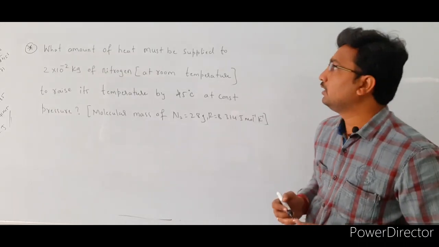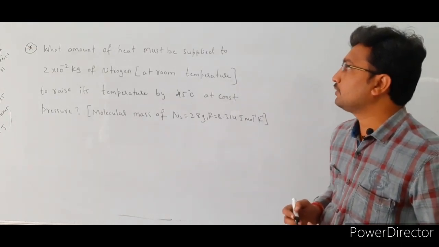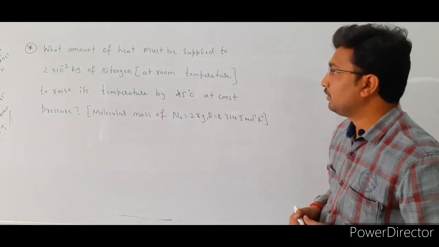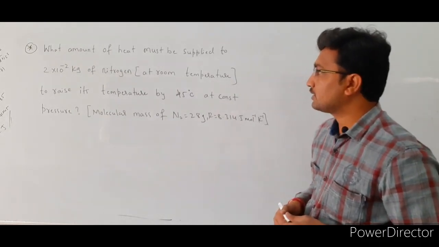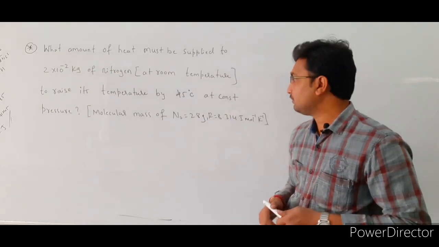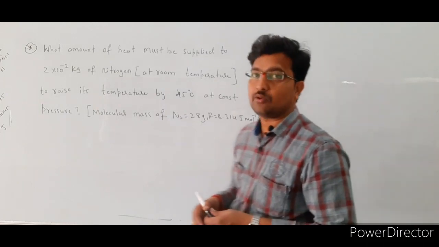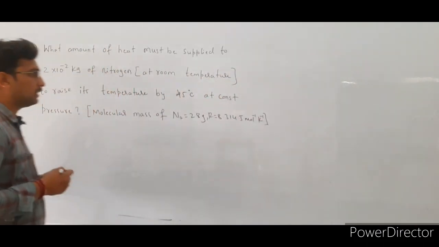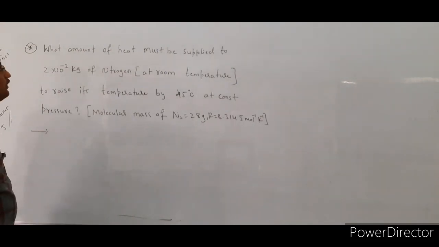See the problem here. What amount of heat must be supplied to 2 into 10 to the power of minus 2 kg of nitrogen at room temperature to raise its temperature by 45 degrees Celsius at a constant pressure? The molecular mass of nitrogen is given as 28 gram and the R value is given, capital R is equal to 8.314 joule per mole per Kelvin. That is the universal gas constant value. Okay, see here, first write the given terms.